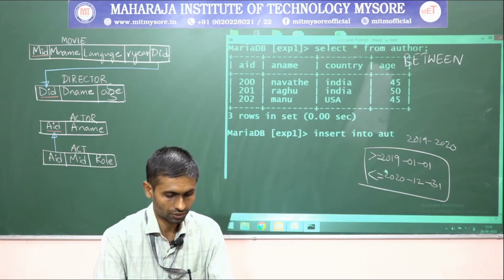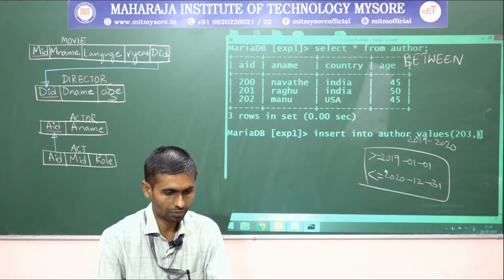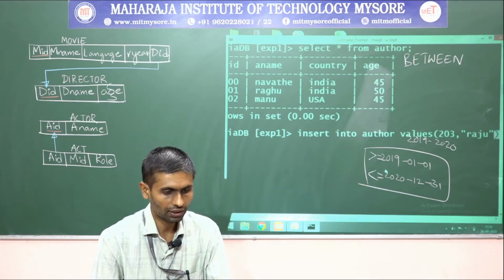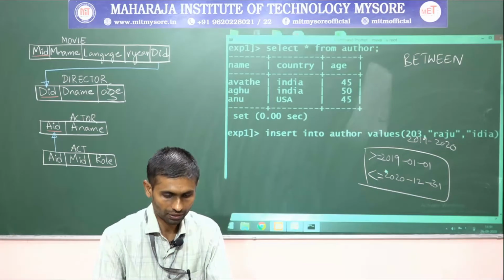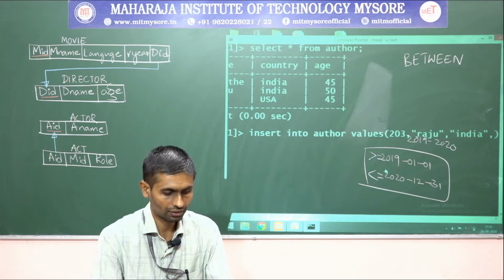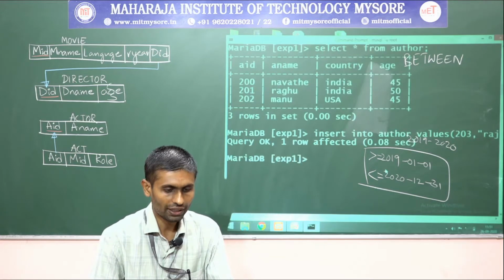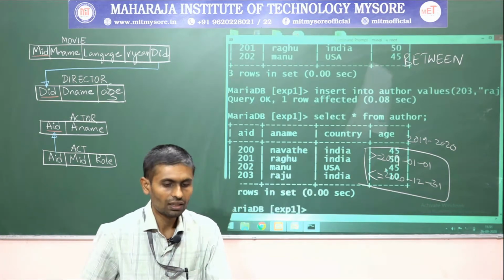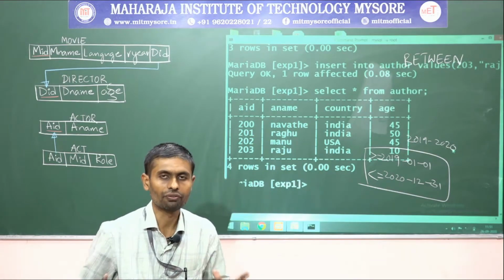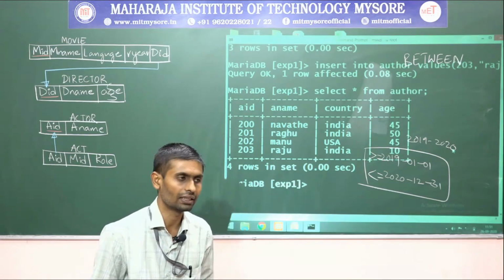Insert into author values with 203. Let me say some Raju. Then country India, let me write. Then after this I will write the age as some 10, right. So what I expect is, I want to list out all authors whose age lies between 40 to 50, including 40 and 50, which all the authors are there, only such author details I want to retrieve.